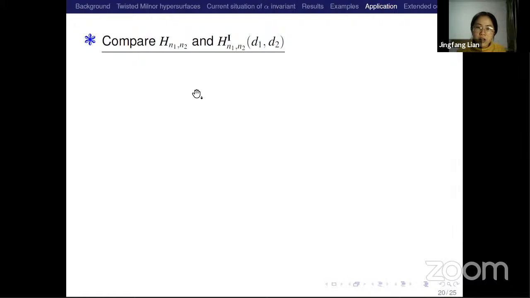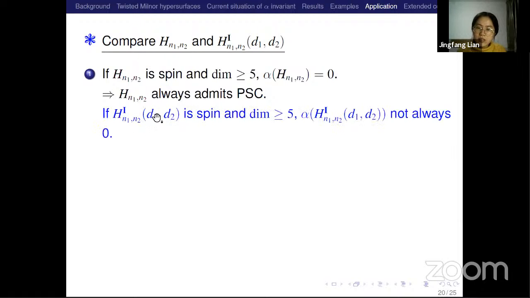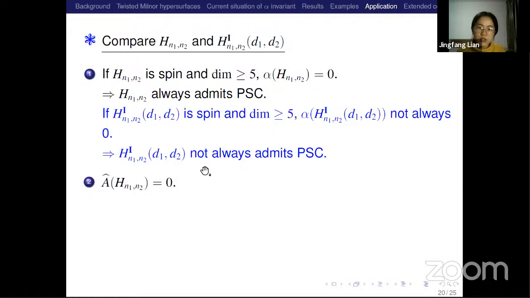Let's compare the Milnor hypersurface and the twisted Milnor hypersurface. If the Milnor hypersurface is spin and of dimension less than 5, its alpha invariant always vanishes, which means it always admits positive scalar curvature. And for the twisted one, it is not always zero, which means it does not always admit positive scalar curvature.